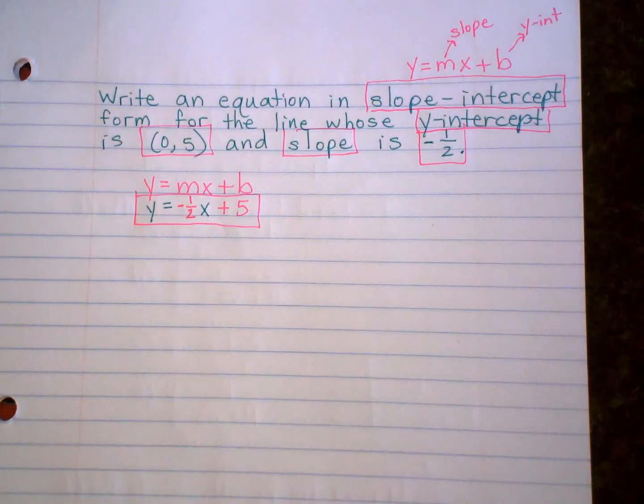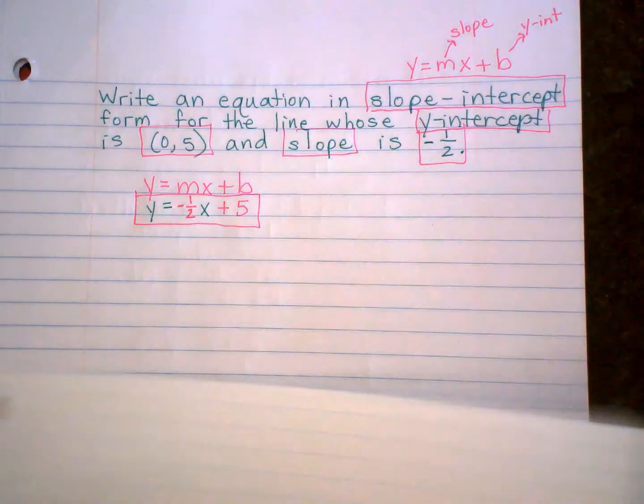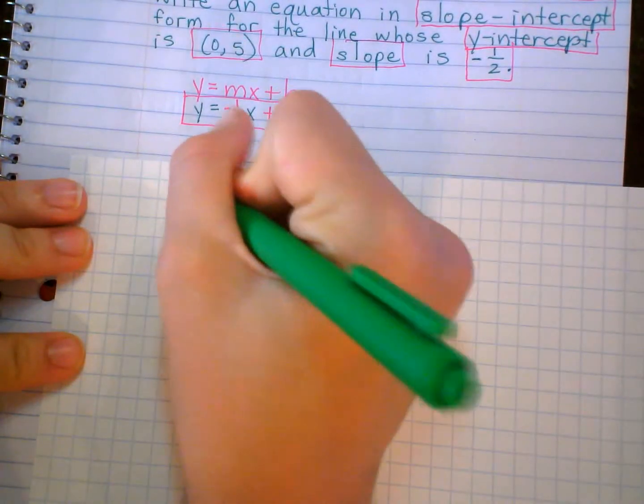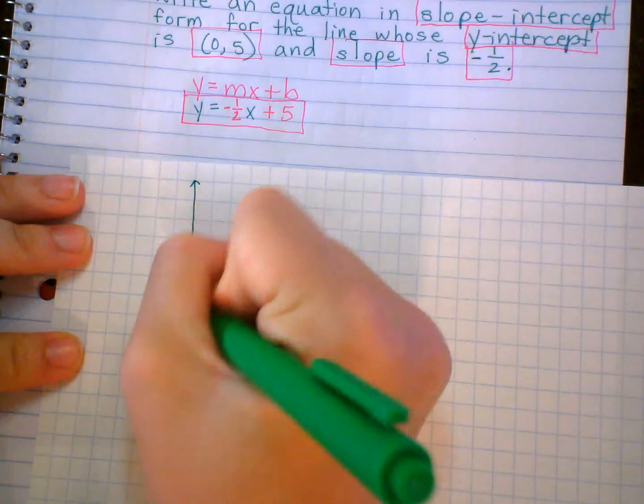I'm going to grab a sheet of graph paper. Let's review how to graph this. So I got my graph paper. So we draw our coordinate plane.